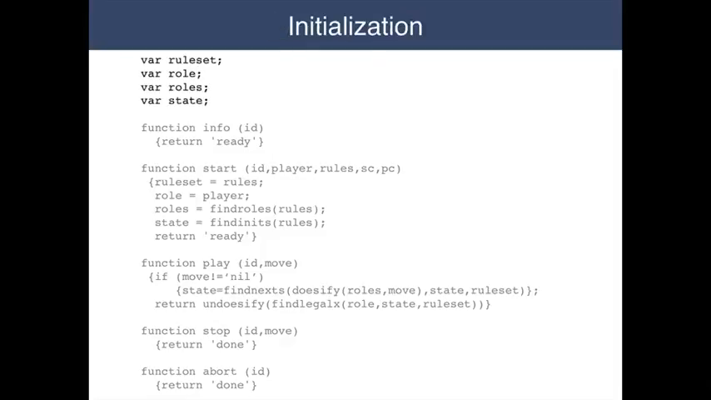We start by setting up some global variables to maintain state while a match is in progress. There's a variable to hold the game rule set, a variable to hold the player's role in that game, a variable to hold a list of all the roles in the game, and a variable to hold the current state. Properly, we should create a data structure for each separate match, and attach these values to this data structure so that the player can actually play multiple matches at the same time. However, in this presentation we're striving for simplicity, and so we'll be treating these as global variables in what follows.